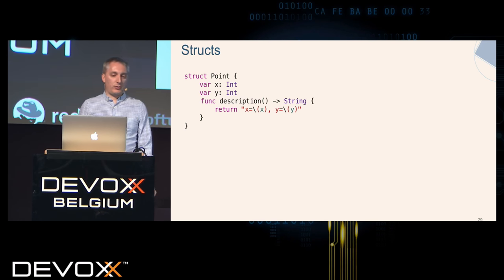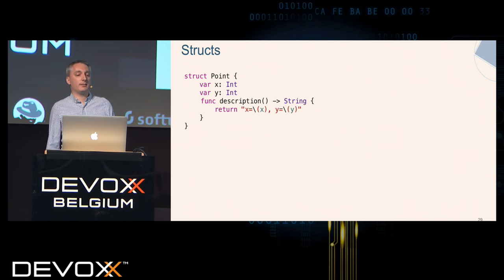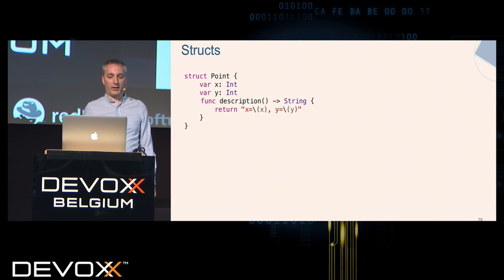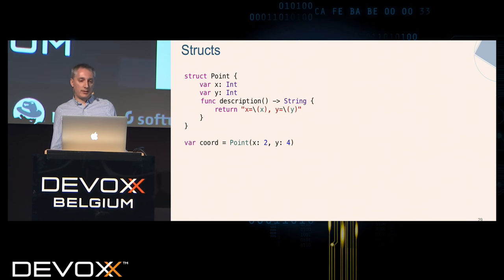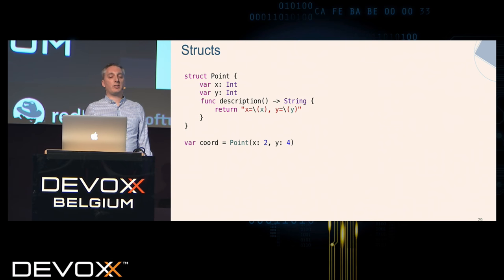So let's talk about how you encapsulate your code now. You've got structs. So here's a struct which has x and y variables in it, and it defines a function as well, which returns a description, just saying what those are currently set to. So how would you create one of these? Like this. Notice I haven't had to define a constructor or an initializer for this. With structs, you get a free one, which initializes each of the elements inside your struct.